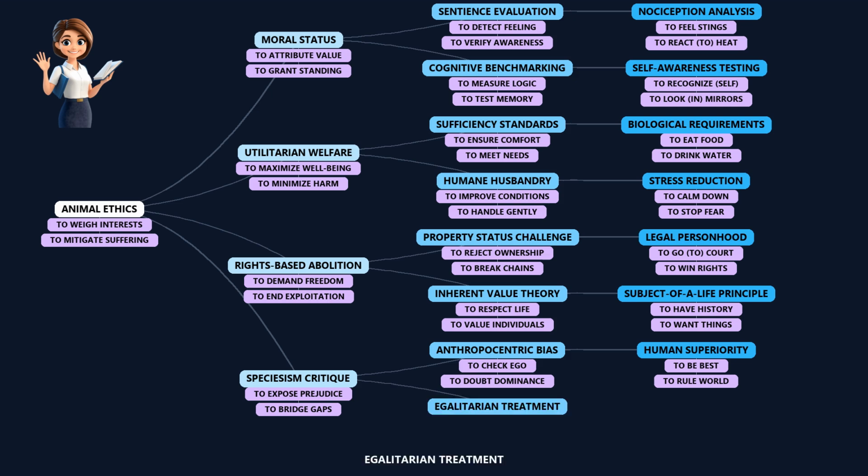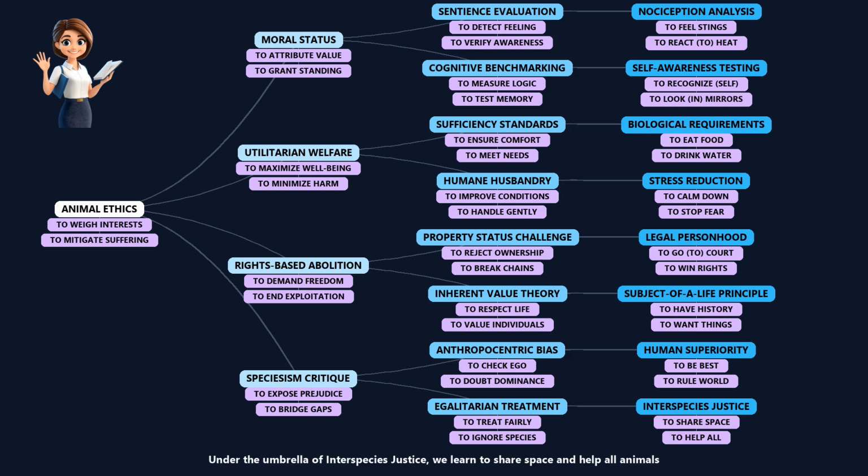Egalitarian treatment. Egalitarian treatment is a practical goal of a speciesism critique used to treat fairly and ignore species when we see pain. Essentially, if a creature is hurting, it doesn't matter if it has fur, feathers, or skin. Interspecies justice. Under the umbrella of interspecies justice, we learn to share space and help all animals live a good life. To put it simply, we are making the world a fair place for every creature that lives on it.